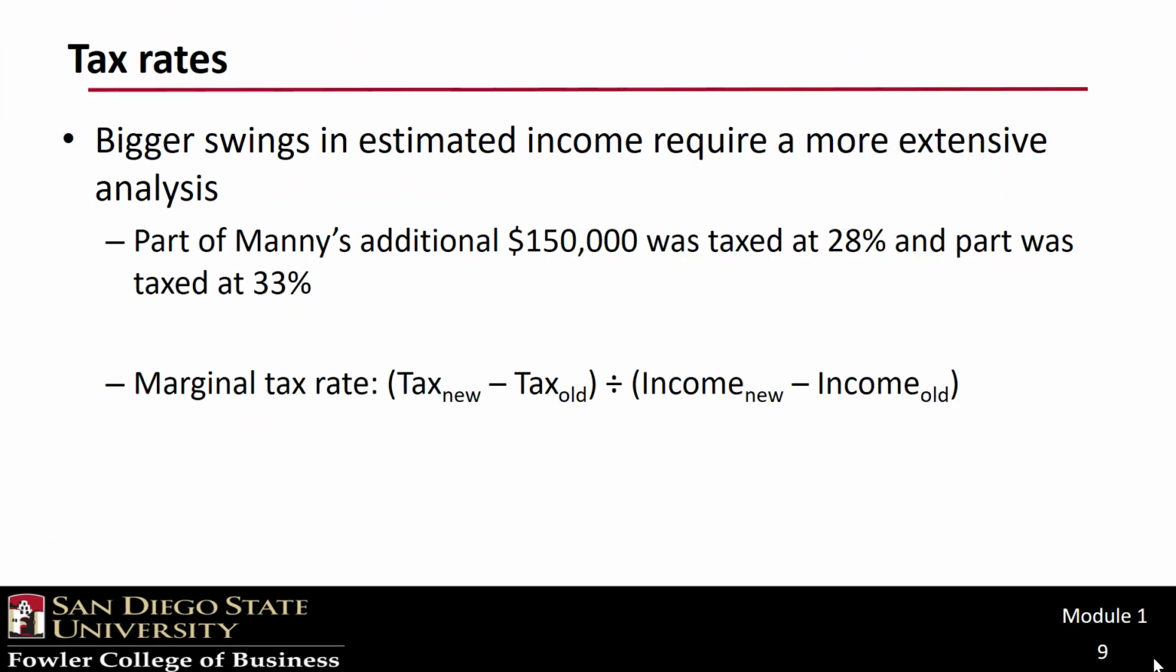Bigger swings in income will often require the long method to accurately predict the expected after-tax cash flows, so always beware of the bracket creep. This makes the technically correct formula for the marginal tax rate as the change in tax divided by the change in taxable income.